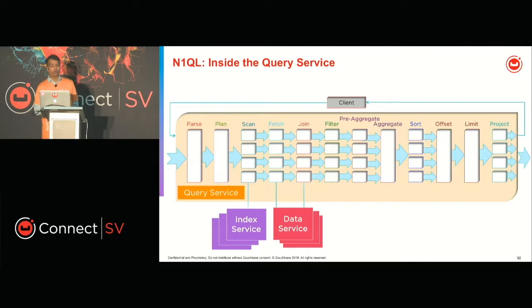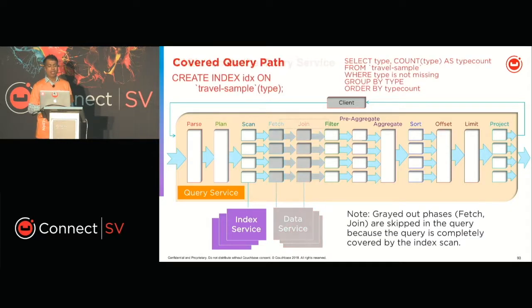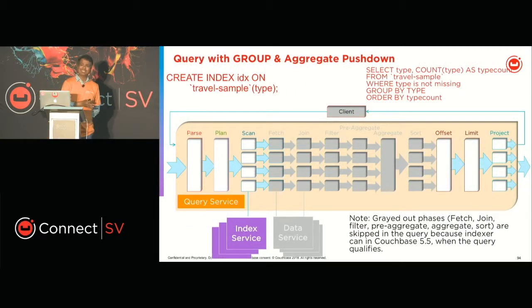Let me show the last two slides. Typically, as you saw on this slide earlier, we use the index service to do the filtering with the range scan or the point lookup, and then the query service does the pre-aggregation, aggregation, and sort. If you have a covered query, we avoid going to the data service, but the query service still has to do the filtering, aggregation, and sort. With 5.5, if you have the right index designed for the grouping and aggregation, the index does not only the range scan, it does the grouping and aggregation.